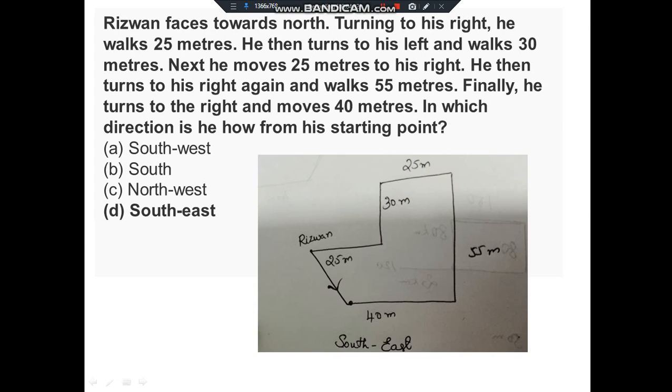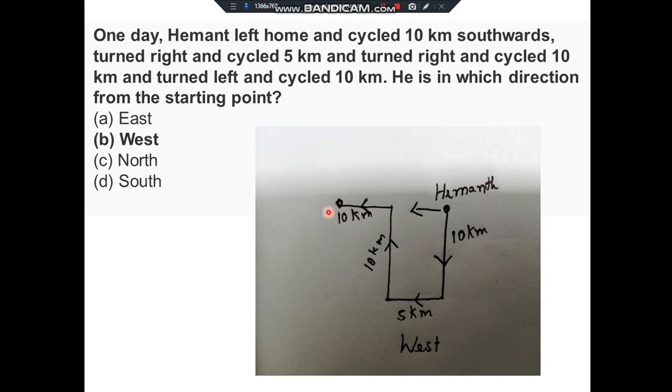If we see from the starting point and his end point, he is towards west from the starting point. So the option is option B.